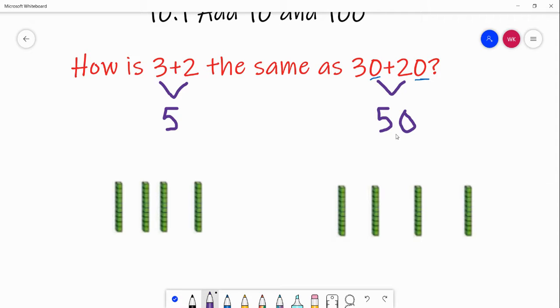So don't let those zeros confuse you, right? You still have the exact same problem. You're still adding a 3 and a 2. You just have 30 plus 20. You have that extra 0. So it's going to be 50.